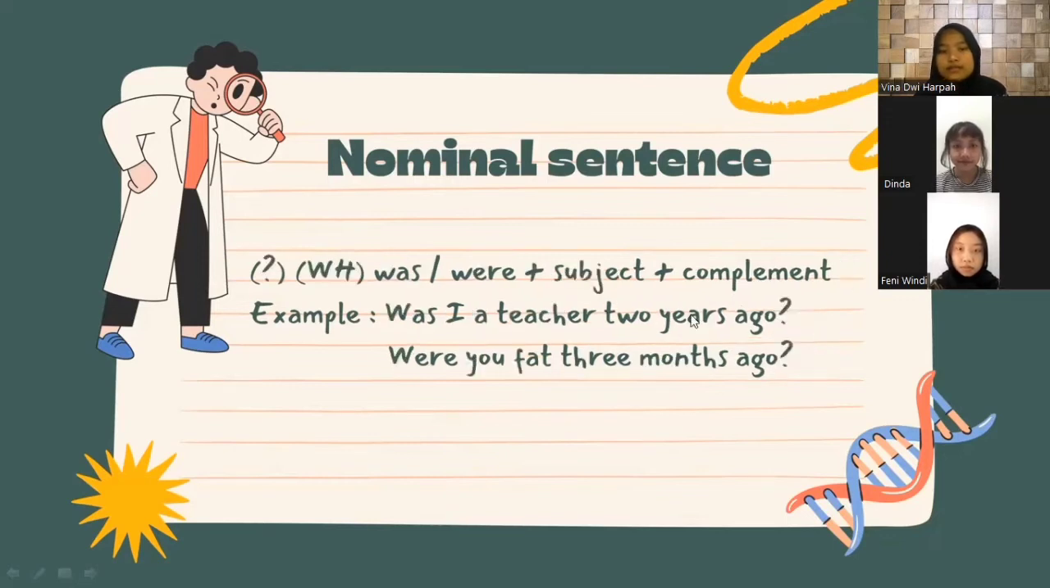And the next is a question sentence. If you use WH question, so you add WH question before was or were. But if you don't use WH question, you can use was or were plus subject plus complement. Example, was I a teacher 2 years ago? Was to be, subject I, a teacher 2 years ago, complement. Were you fat 3 months ago? Were to be, you subject, fat 3 months ago.